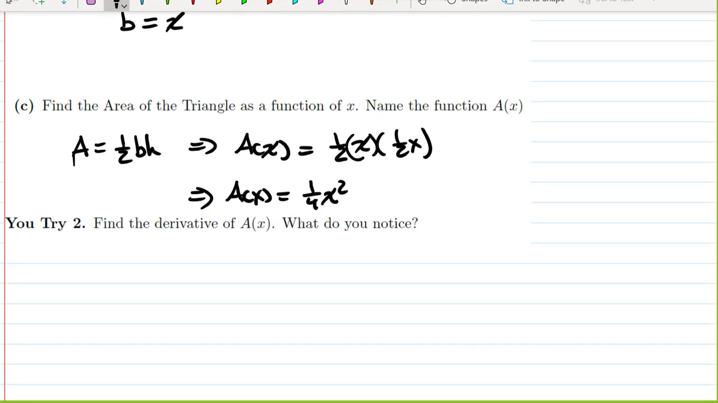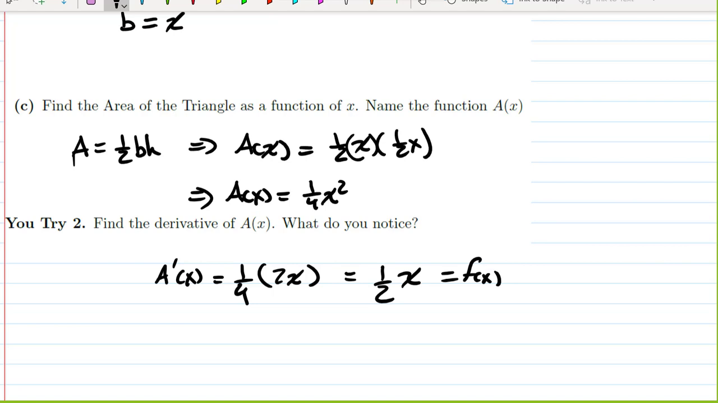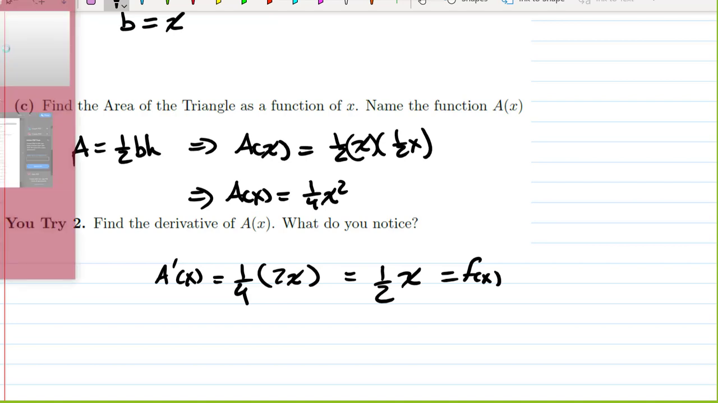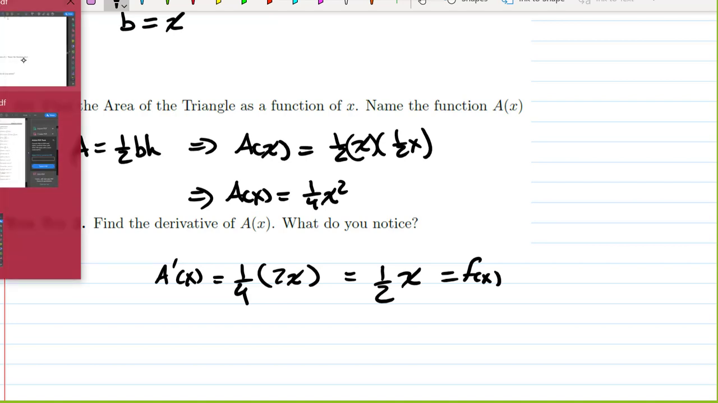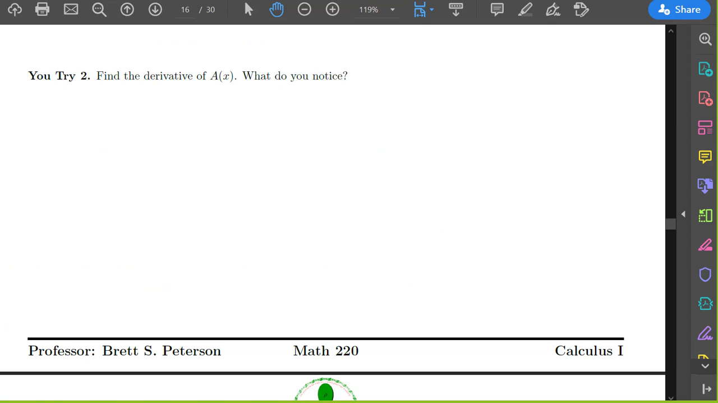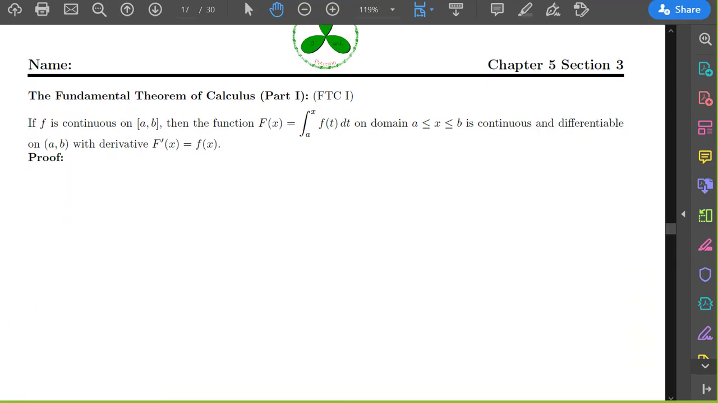So then we find the derivative of A of x using our power rule. So we get A prime of x is equal to 1/4, and then the derivative of x squared is 2x, which gives us 1/2 x, which is once again equal to f of x. So the point of this exercise was to build up to the crown jewel of our class, which is going to be the Fundamental Theorem of Calculus, Part 1.